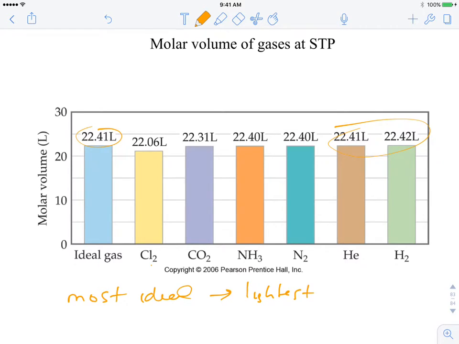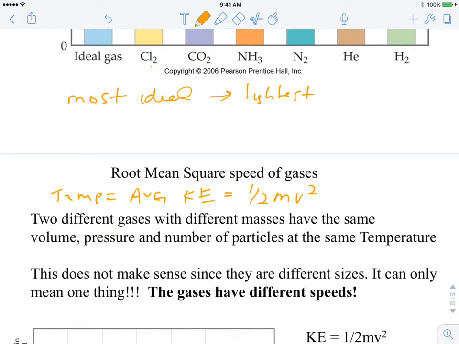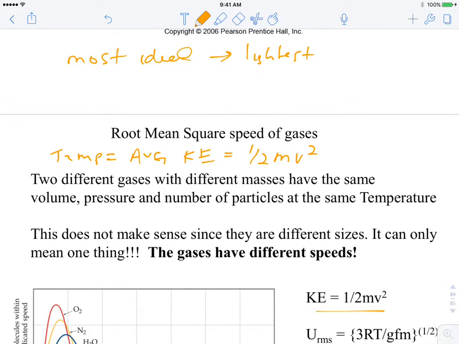Now, going back to something like diffusion and effusion, why do smaller gases move faster? Back in honors chemistry or Regents chemistry, you'll learn that temperature equals average kinetic energy. But kinetic energy is 1/2 the mass times the velocity, the speed, squared. And I show that again down here.